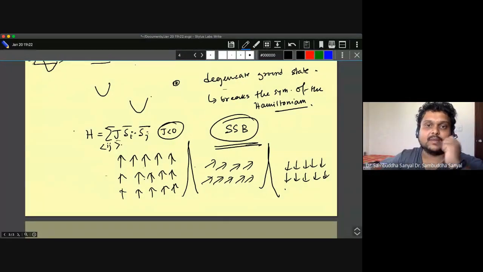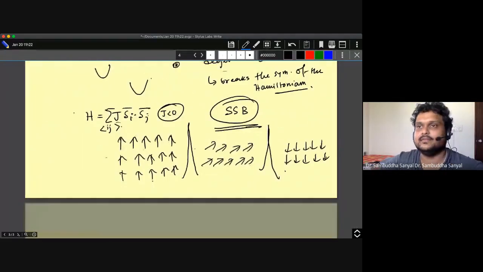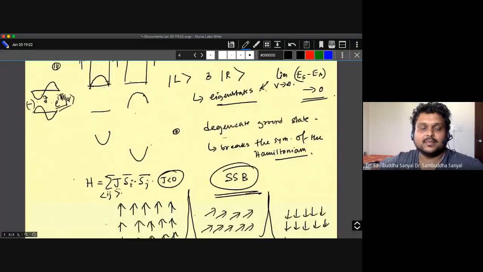So if you appreciate this example for the double well, and even if you don't understand the ferromagnet very well, you will learn it in detail in StatMech and condensed matter or solid state courses. The point I'm trying to make is that the ground state of a highly degenerate system can break the symmetry of the Hamiltonian spontaneously. This is not so obvious, but it is very common in nature, and there are many other examples.